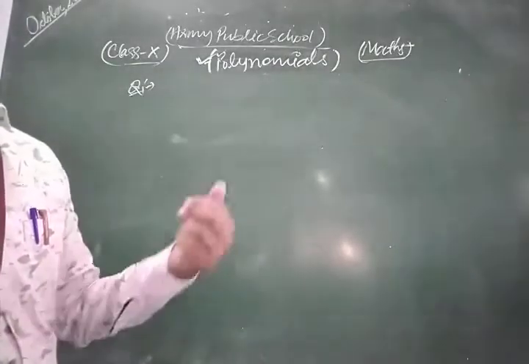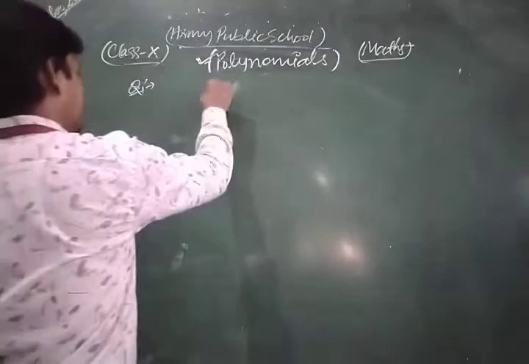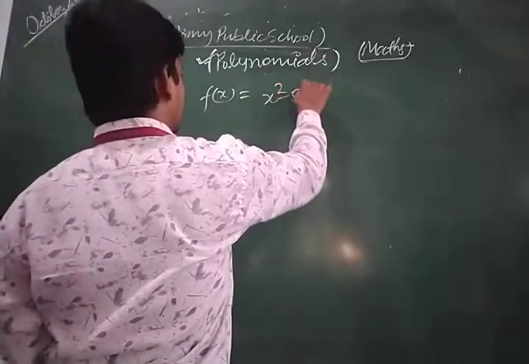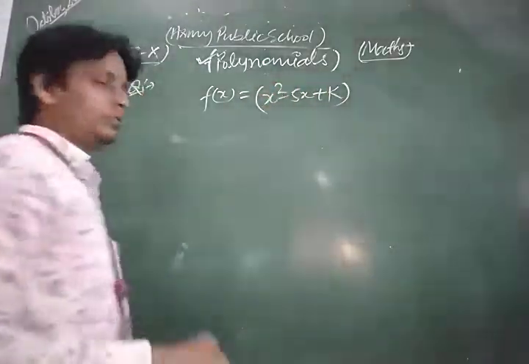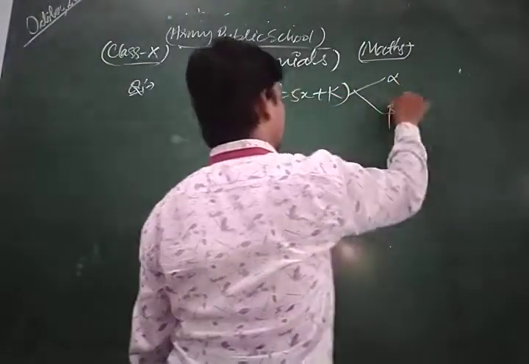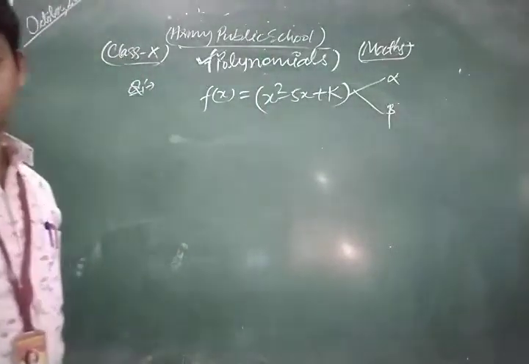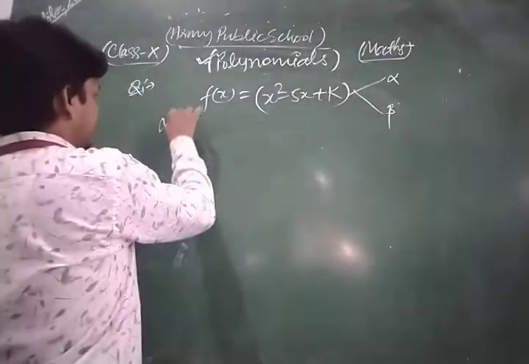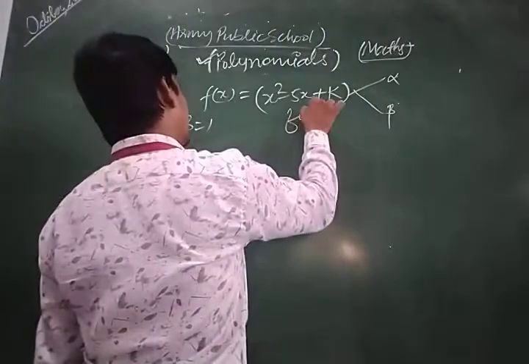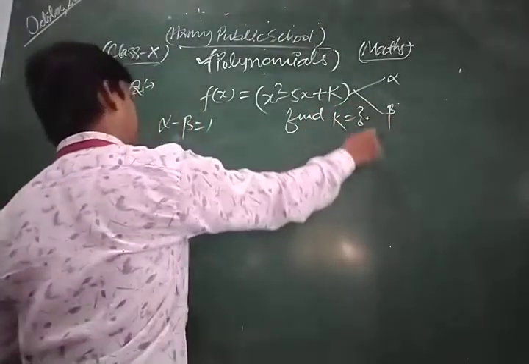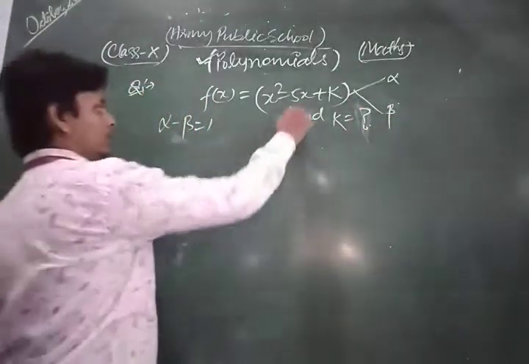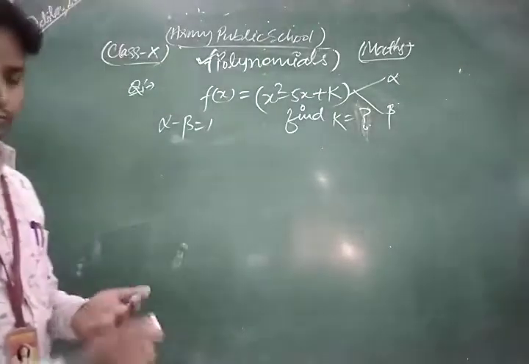If alpha and beta are the zeros of a polynomial given as f(x) = x² − 5x + k, such that the relation alpha − beta = 1 is given, find the value of k. Now look what I do.